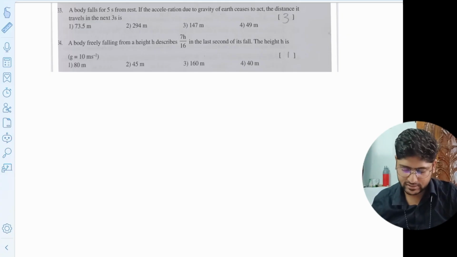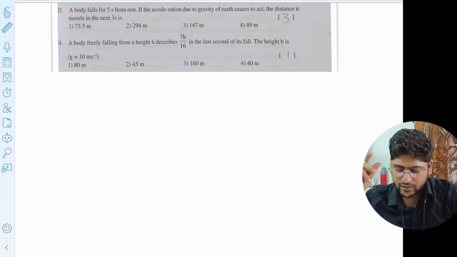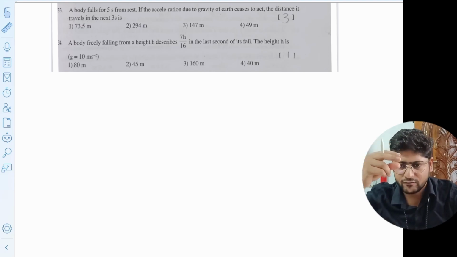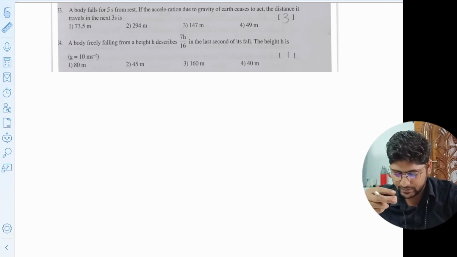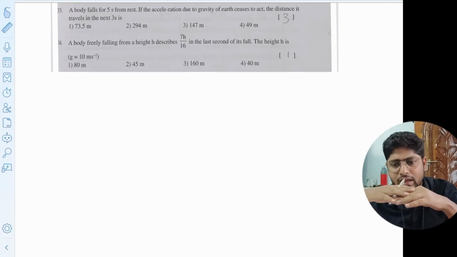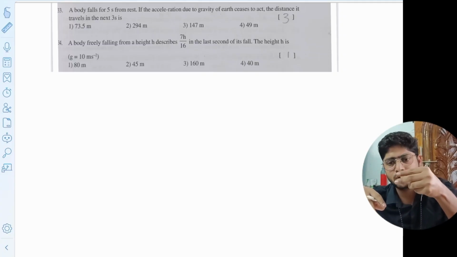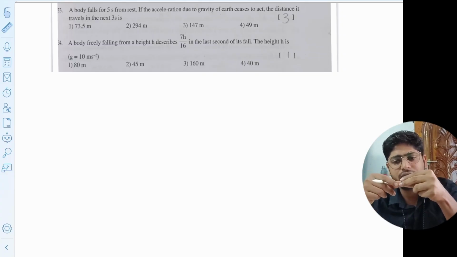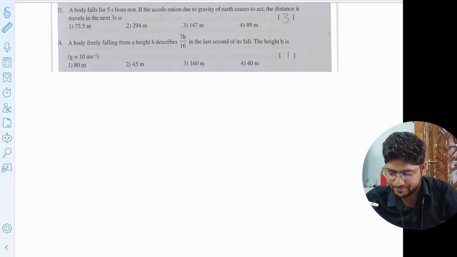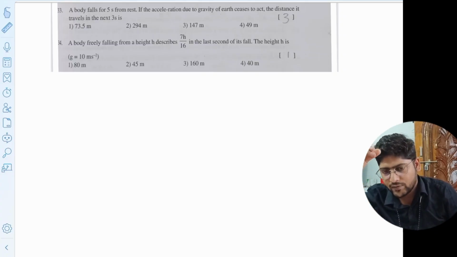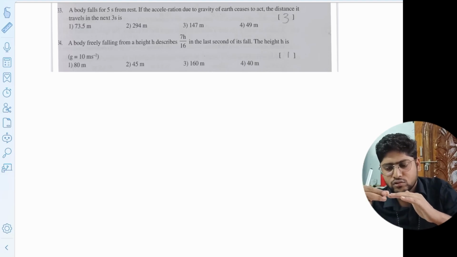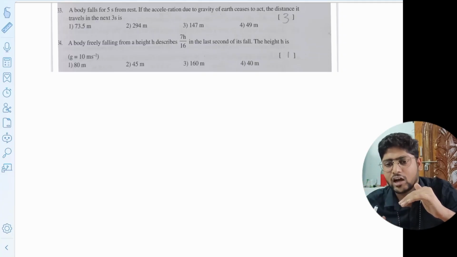Now question number 3, which is 33. A body falls for 5 seconds. So first the body will fall for the 5 seconds. After that we have to assume acceleration due to gravity is not there. When acceleration is not there, then whatever the final velocity, it will move with that velocity, no acceleration. Then the distance traveled in the next 3 seconds. It means first it will fall for 5 seconds, then we assume acceleration due to gravity stops. From that time, in the 3 seconds, how much distance will it travel?